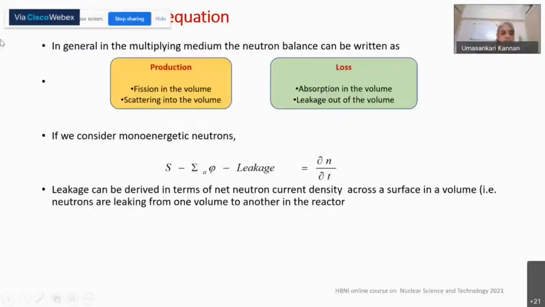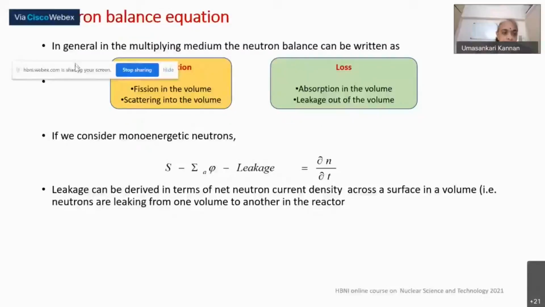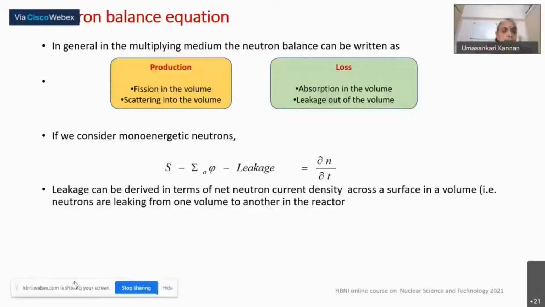So let us first derive this neutron balance equation. The neutron balance equation, in general, in a multiplying medium, can be written as the balance between the production mechanism and the loss mechanisms.